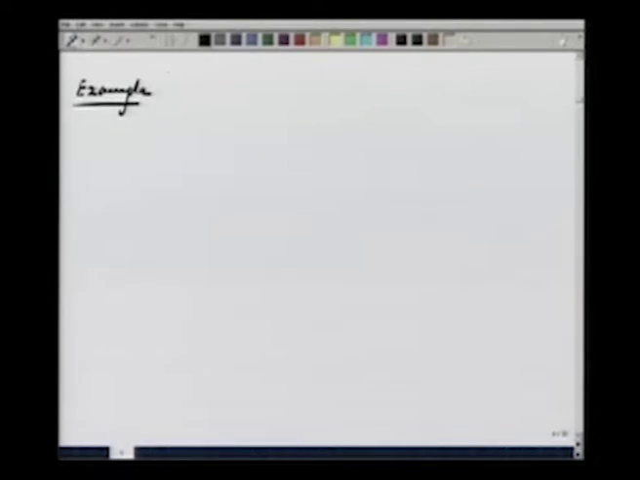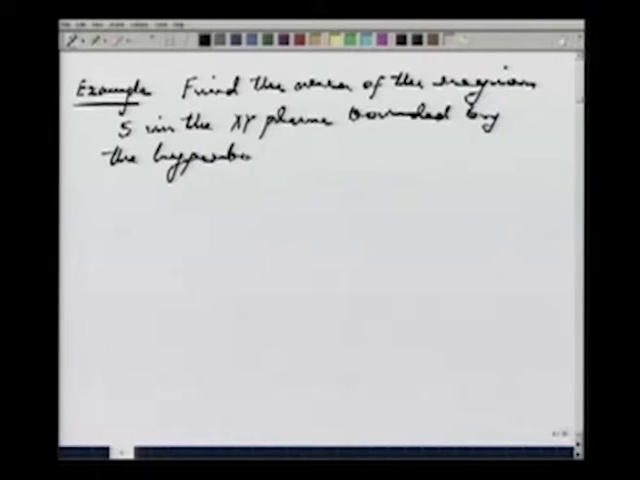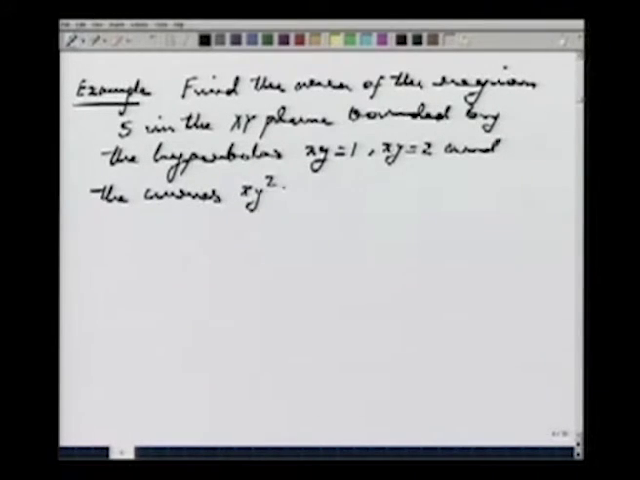So as an example, I would say find the area of the region S in the xy plane bounded by the hyperbolas xy equal to 1, xy equal to 2, and the curves xy square equal to 3 and xy square equal to 4.